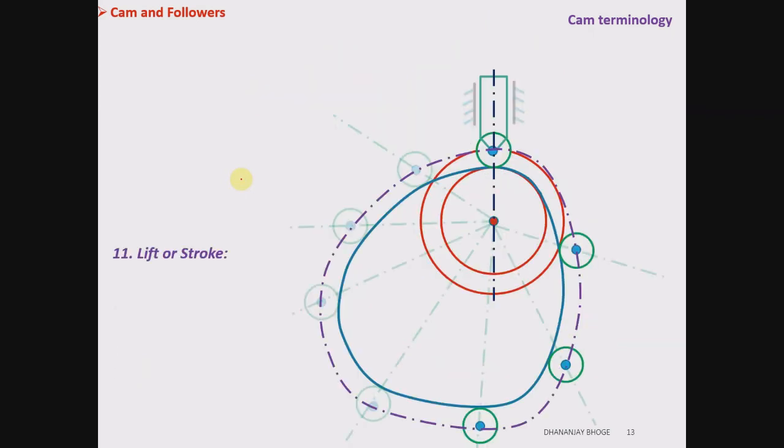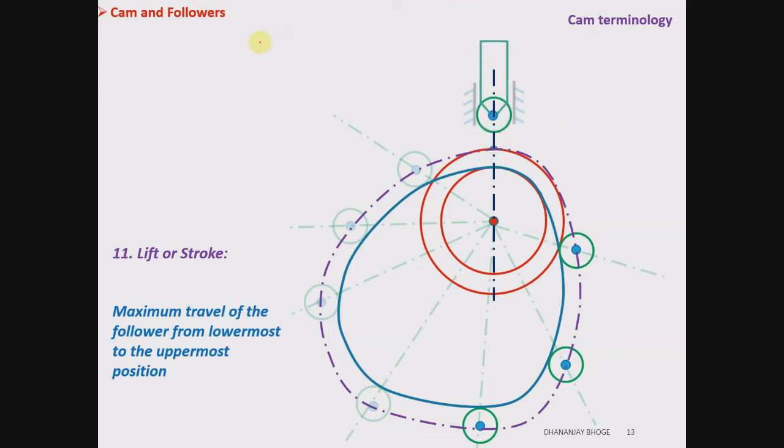Now lift or stroke of the follower. Now as the cam rotates, follower will reciprocate along its line of action or line of stroke. So it will travel from lowermost to the topmost position. And the maximum travel of the follower from lowermost to the topmost position is called as lift or stroke of the follower. So here using the trace point, that is center of roller, I have shown the stroke or lift of the follower.